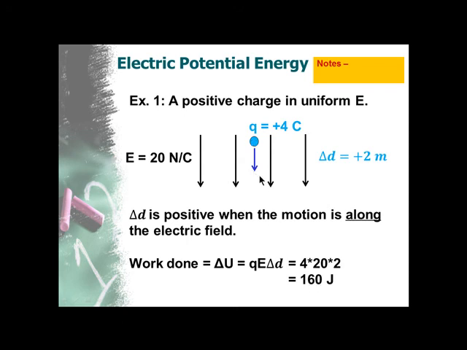Now, one note of caution. And this is a note of caution about whether you have a uniform electric field or any electric field, actually, is that the change in distance is positive when the motion is along the electric field, okay? So this positive charge is going to move down along this electric field, so the electric field is doing positive work because there is a positive displacement. So this displacement is positive because this motion is along the electric field lines. Okay.